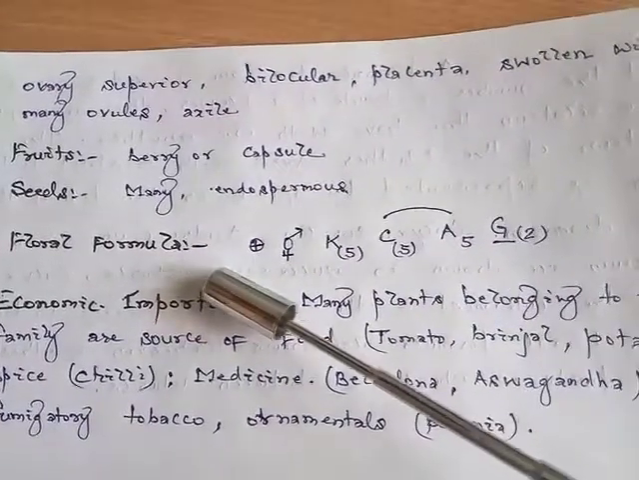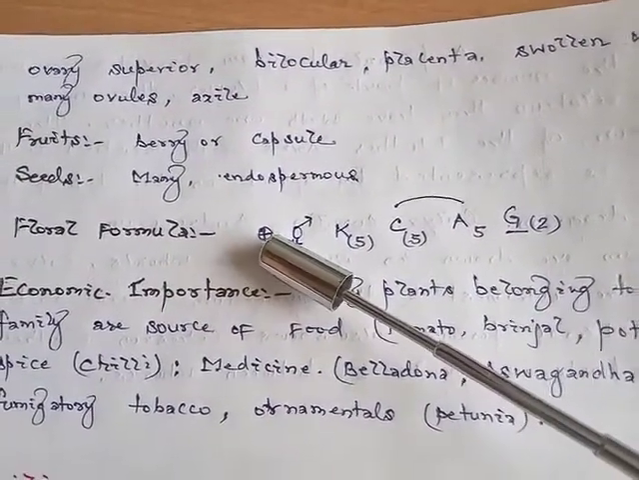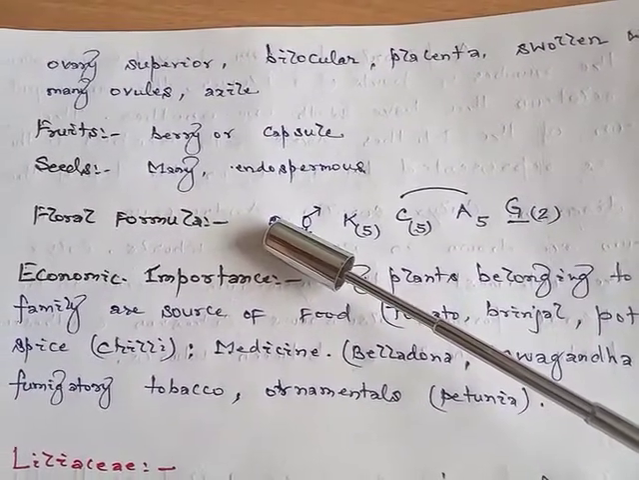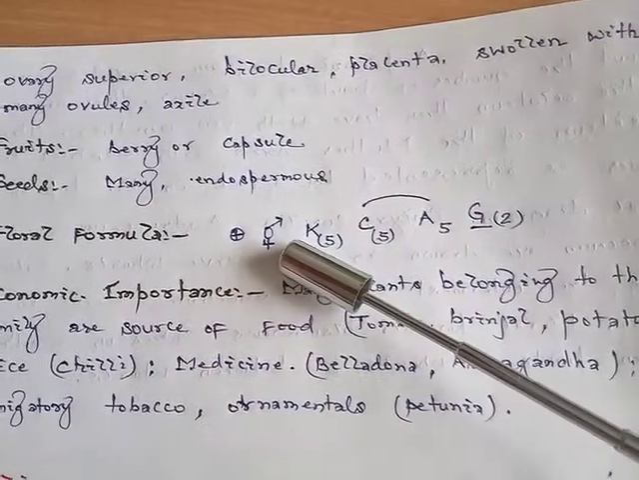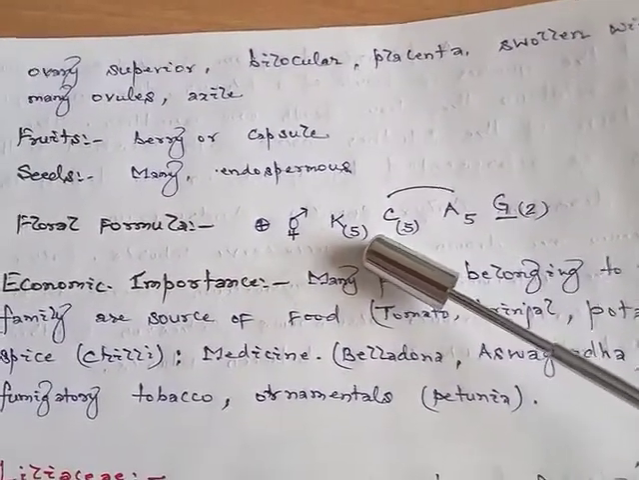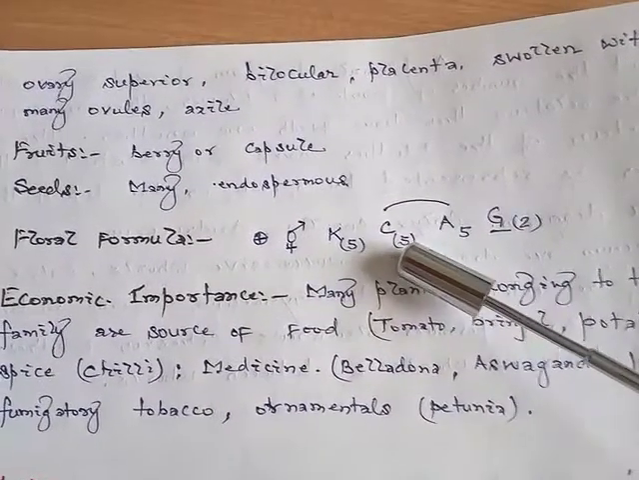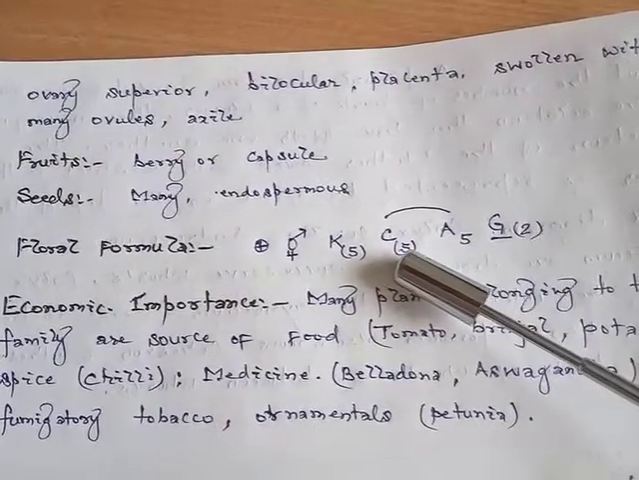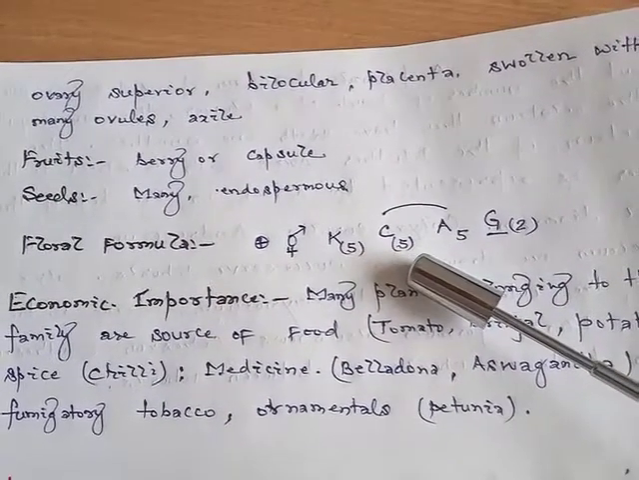The floral formula has been indicated here. The sign used is for actinomorphic, bisexual. The sepals are 5 and they are fused, so we have used a bracket. The corolla, that means the petals, are also 5 in number and fused to each other, so they are also kept within the bracket.